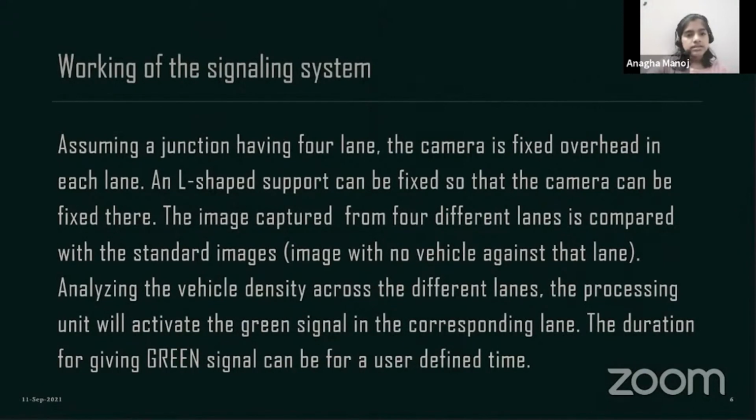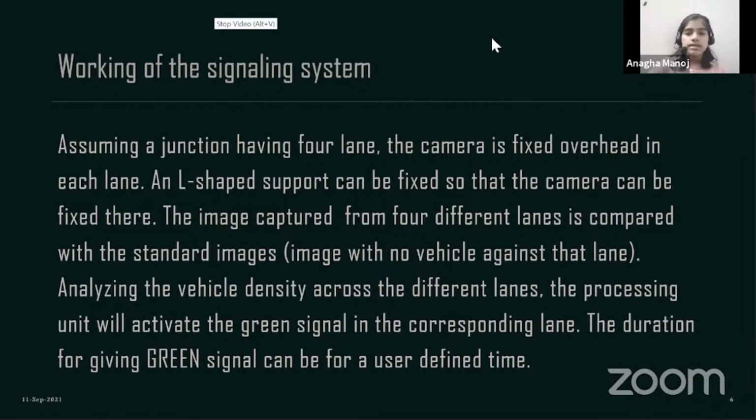So let's see the working of the signaling system. Assuming the junction has 4 lanes, I recommend fixing the camera overhead so that it can sense the vehicles easily. For fixing the camera overhead, an L-shaped support can be used.